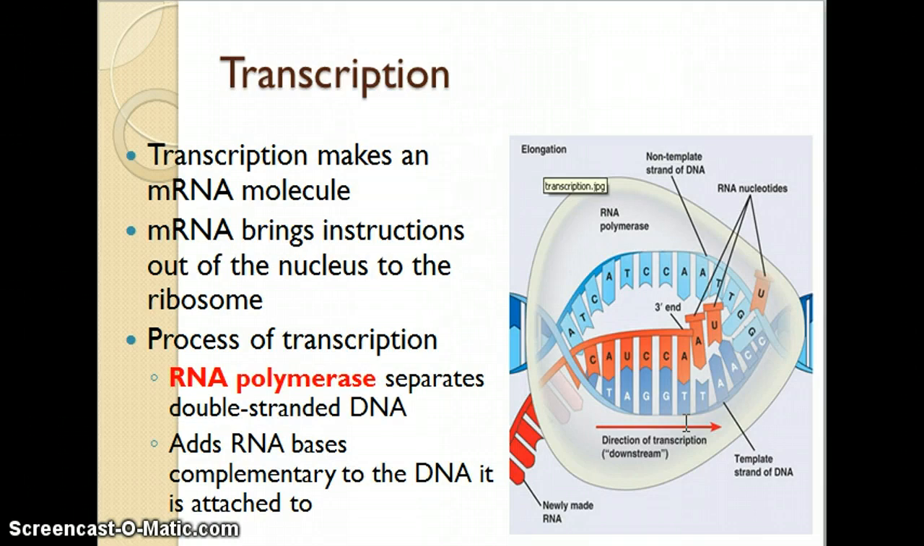So here's how the message coded for in DNA ultimately gets made into a protein. The process has 2 steps, transcription and translation. Transcription makes the mRNA blueprint, and translation takes that blueprint and uses it to build a protein at the ribosome. Transcription itself has 2 basic steps. First, DNA is unwound. RNA polymerase is the enzyme that unwinds the DNA and also adds on RNA nucleotides.